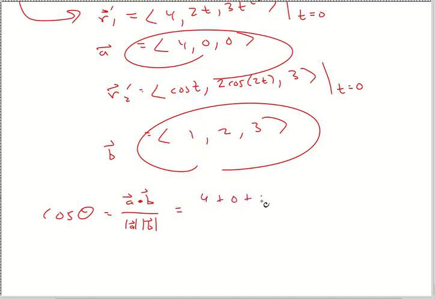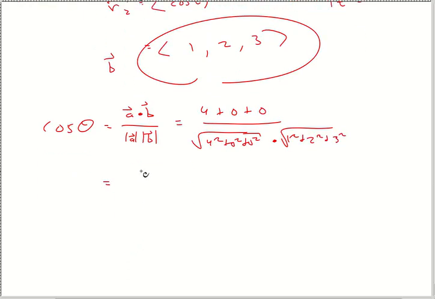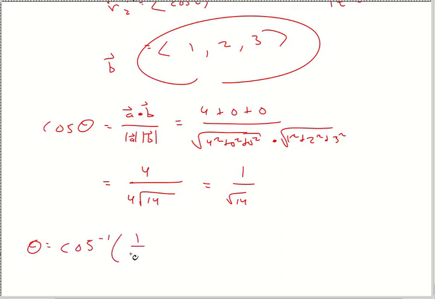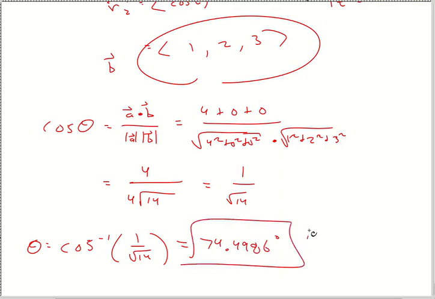4 plus 0 plus 0. And then my magnitudes separately. I basically got a 4 squared. Don't need to do all that, but that's okay. And then down here, 1 squared, 2 squared, 3 squared. So I got a 4 in the top. In the bottom, this all makes a 4 just straight up. 1 plus 4 plus 9 is 14, so square root of 14. These 4's obviously cancel, so we're looking at this guy. So my angle should be the arc cosine of 1 over square root 14, which, if you go into your calculator, 74.4986 degrees. Again, remember to make sure you're in degree mode to do that.